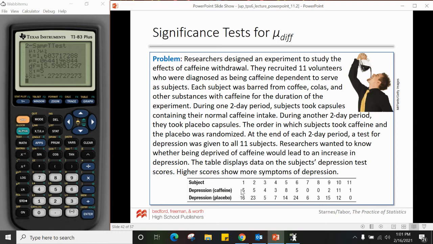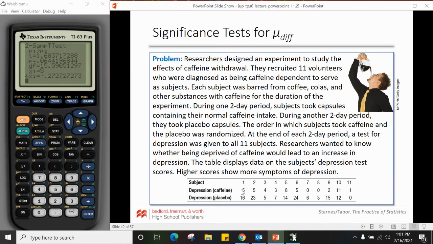Researchers designed an experiment to study the effects of caffeine withdrawals. They recruited 11 volunteers who were diagnosed as being caffeine dependent to serve as subjects. Each subject was barred from coffee, colas, and other substances with caffeine for the duration of the experiment. During one 2-day period, subjects took capsules containing their normal caffeine intake. During another 2-day period, they took a placebo capsule. The order in which the subjects took caffeine and placebo was randomized.